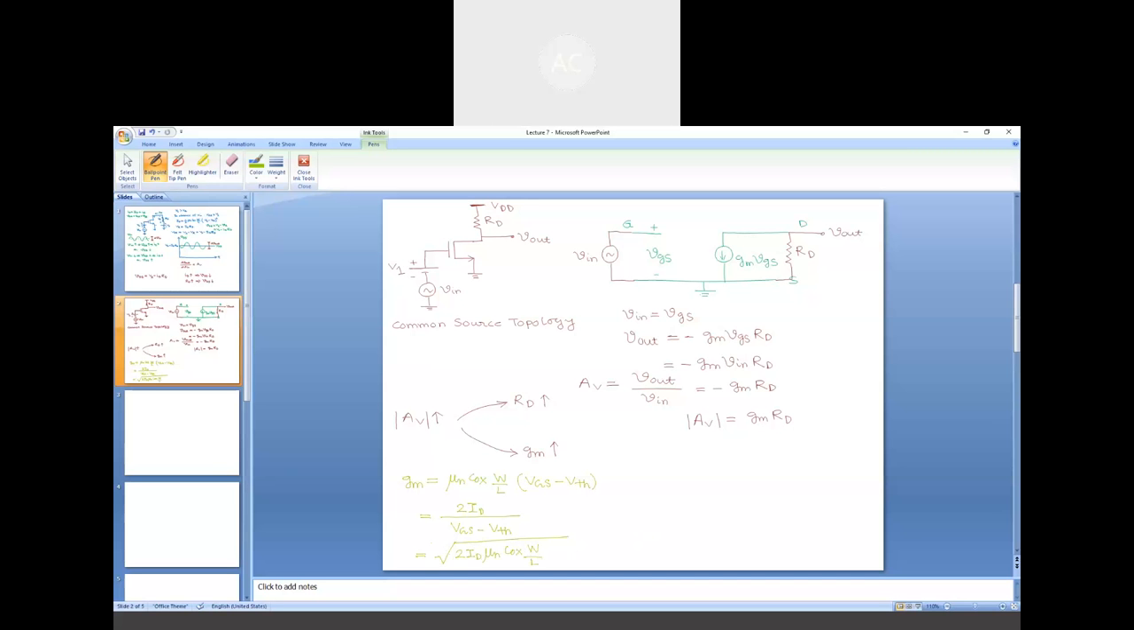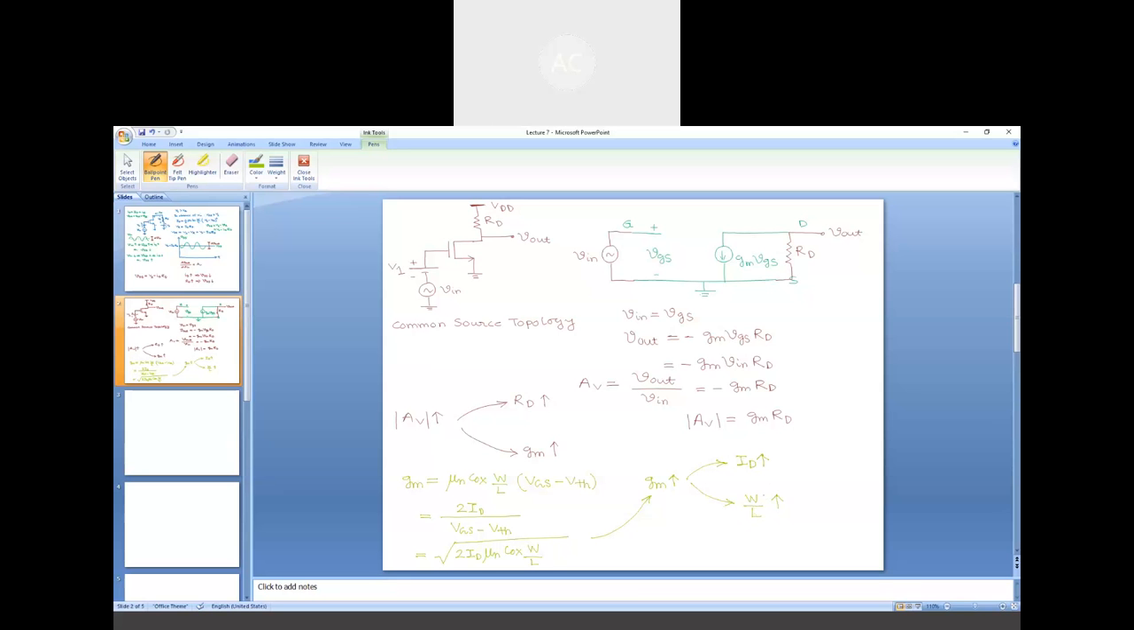So if I just consider the third equation, gm is given by the square root of twice ID mu n Cox W over L, then gm can be increased either by increasing the drain current ID or by increasing the W by L ratio, because mu n Cox is a technology dependent parameter, so that is constant. Now increasing ID will ultimately turn up the same problem, because if you increase ID, then obviously VDS will drop down and the device might enter into the triode region. So this is not a viable solution. The only option available to you to increase gm is to increase this W by L.